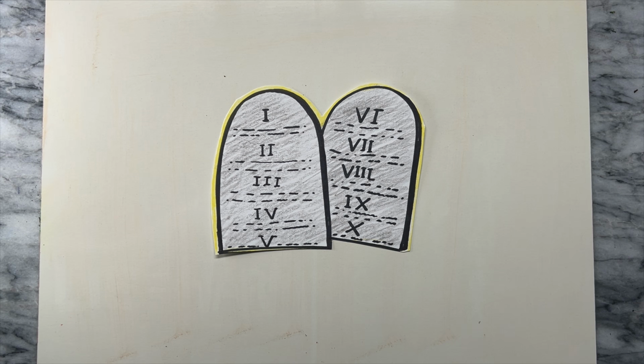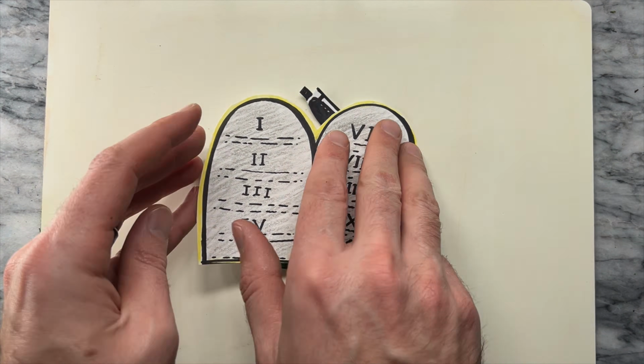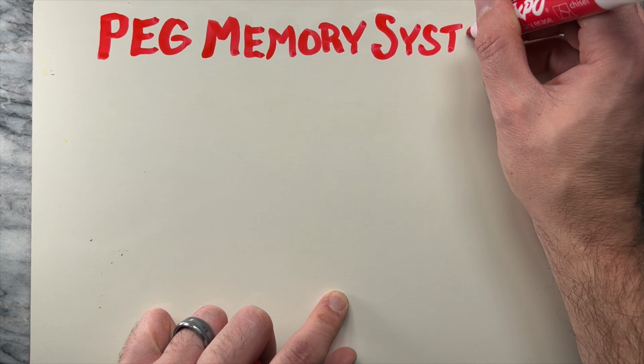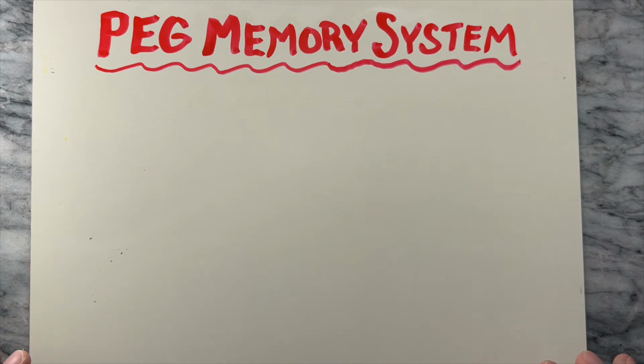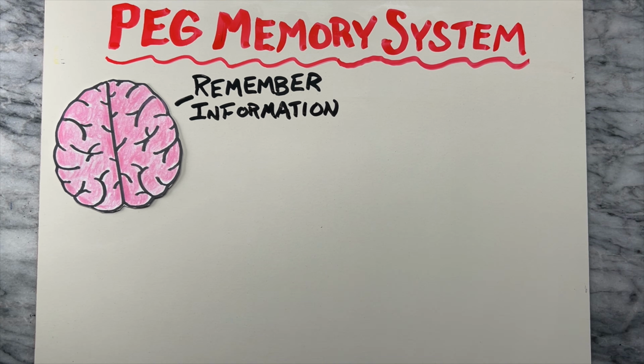In this video, I'm going to share with you a simple, fun, and effective way to remember all 10 commandments in the correct order. To keep the order correct, we will be using something called a peg memory system, which is ideal for remembering information like the 10 commandments that must be recalled in a particular order.